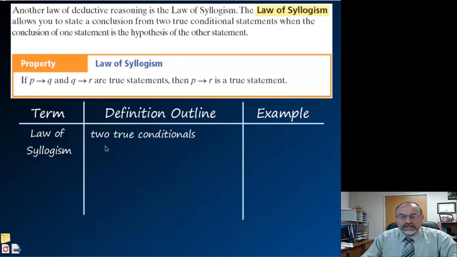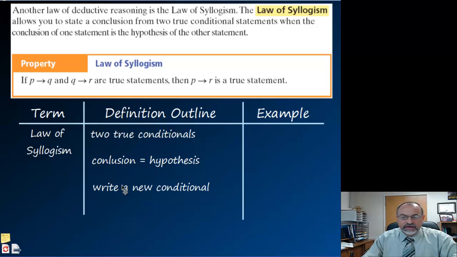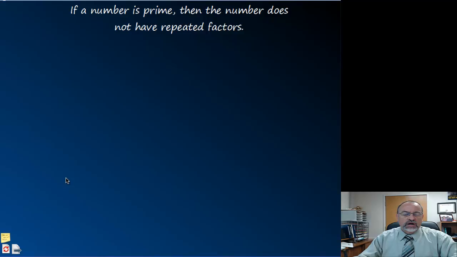So really quickly then, the law of syllogism requires two true conditionals, so we need to establish that fact first. And the conclusion of one of the conditionals is the same as the hypothesis of another. If that is the case, we're writing a brand new conditional. So it's a little bit different than the law of detachment where we came to a conclusion about something. In this case, we're actually coming up with a new conditional statement.